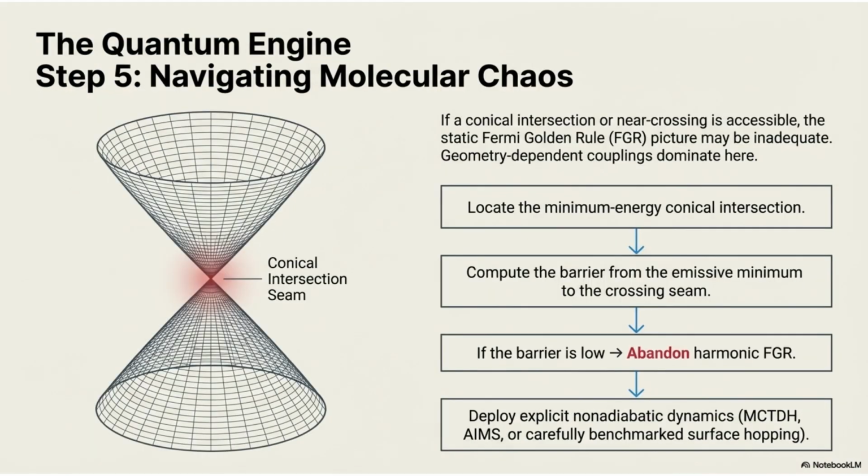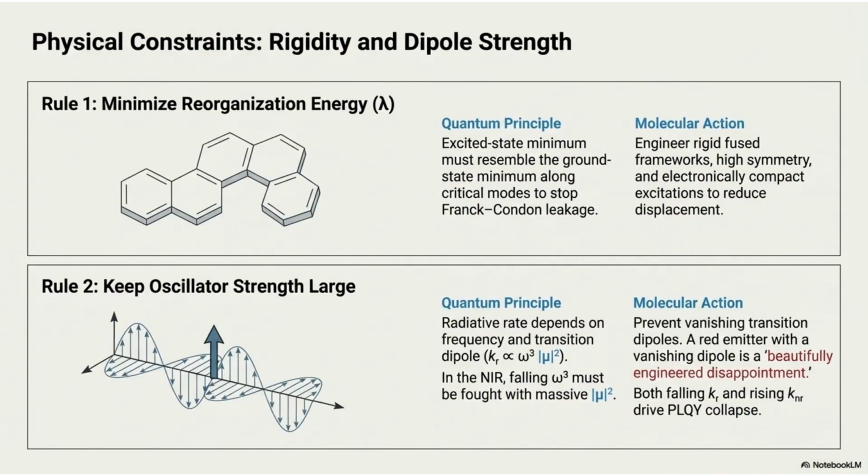Step 5 addresses molecular chaos, especially if a conical intersection is accessible. If the barrier to the crossing seam is low, the harmonic Fermi golden rule is abandoned, and explicit non-adiabatic dynamics methods are deployed. Rule 1 is to minimize reorganization energy lambda by engineering rigid frameworks and compact excitations.